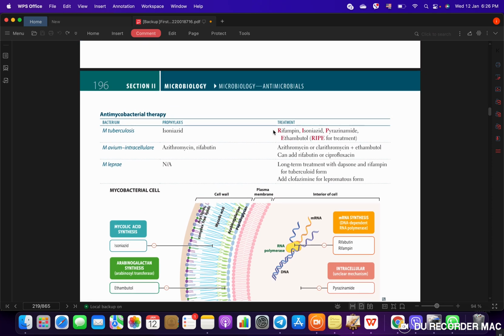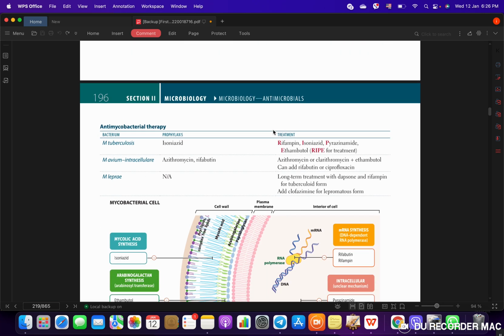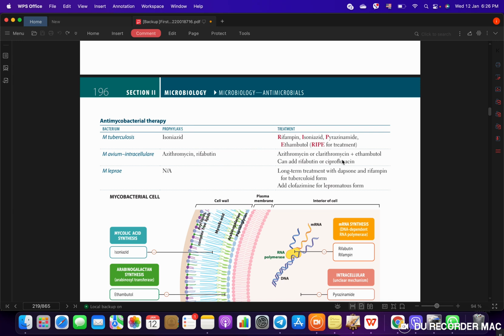So when we speak about antimicrobial therapy, first of all, I want to speak about general points. Should we give monotherapy or combination therapy? Anybody else? Yep, absolutely. It will be combination therapy to prevent resistance, absolutely.